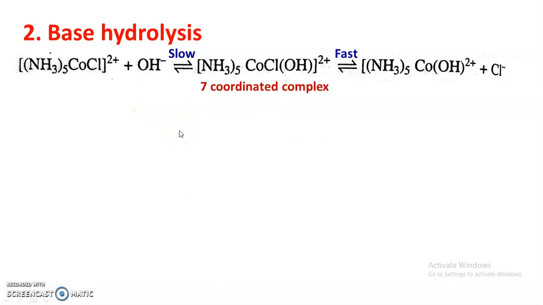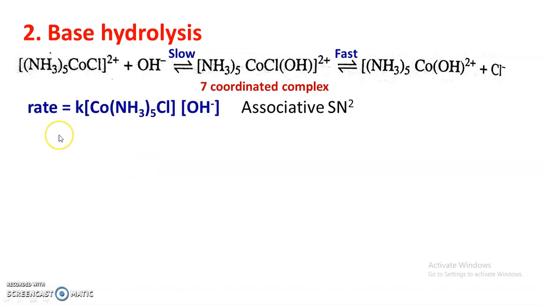hydrolysis. Now in the slow step there is the involvement of 2 species, that is the pentaammine chloro cobalt(III) ion and the hydroxy ion, and therefore this is a bimolecular reaction. The rate of this reaction depends upon the concentration of the pentaammine chloro cobalt(III) ion and the concentration of hydroxy, and this reaction follows the associative SN2 mechanism.